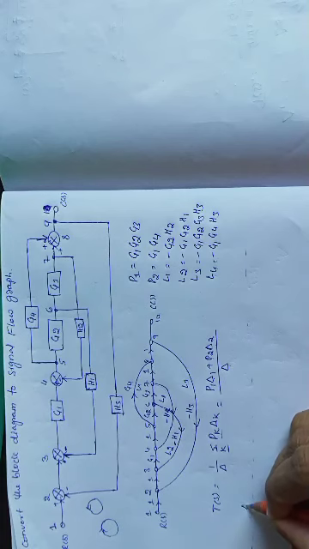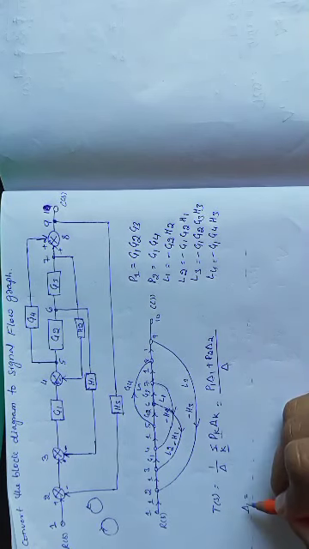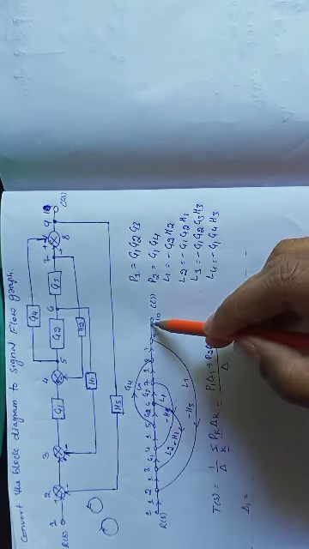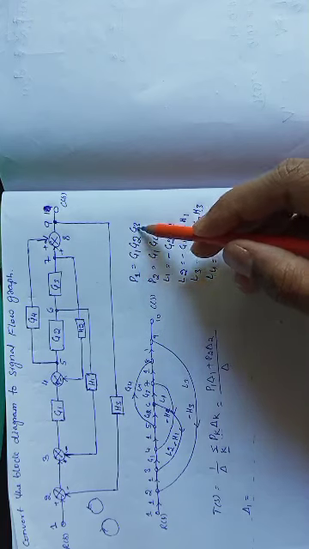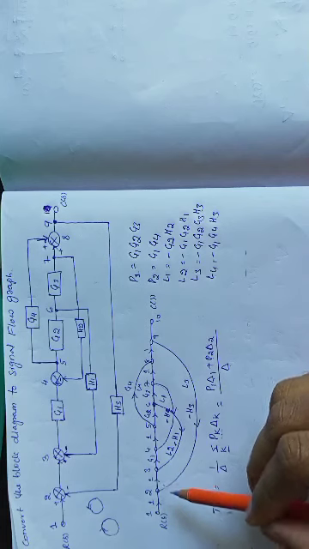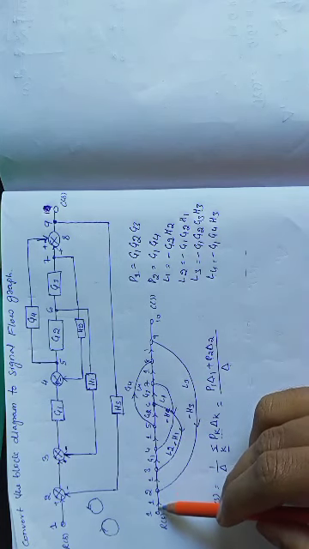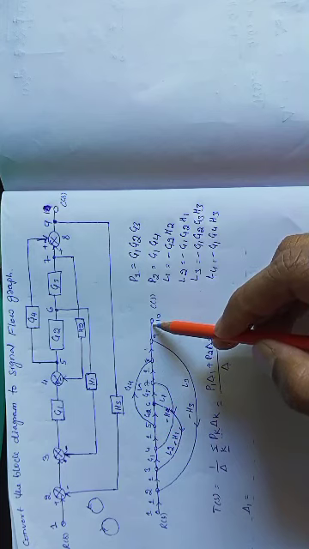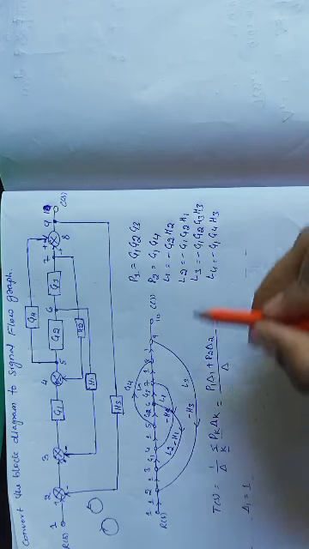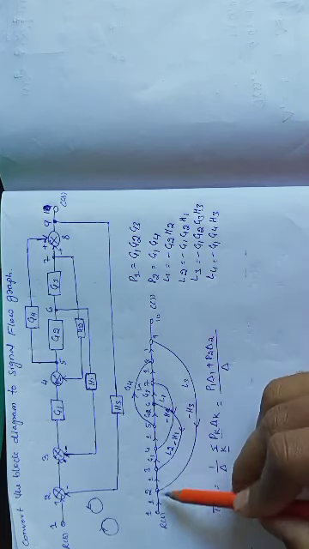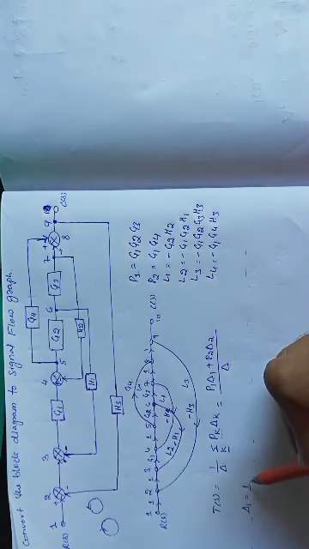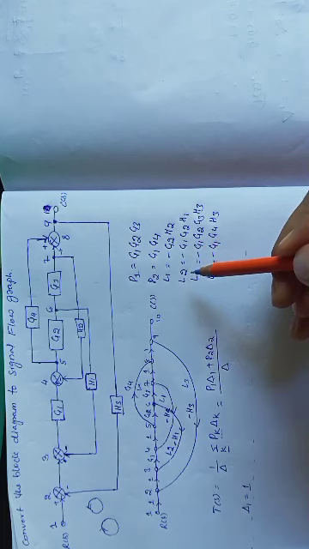Delta 1. First we will see delta 1. Delta 1 means what? Here this is the forward path and it is G1, G2, G3. Now you have to observe L1, L2, L3 and L4. If they are touching this forward path, then the value of delta 1 is equal to 1. If any one loop is not touching this first forward path P1, then we have to take 1 minus the respective loop.